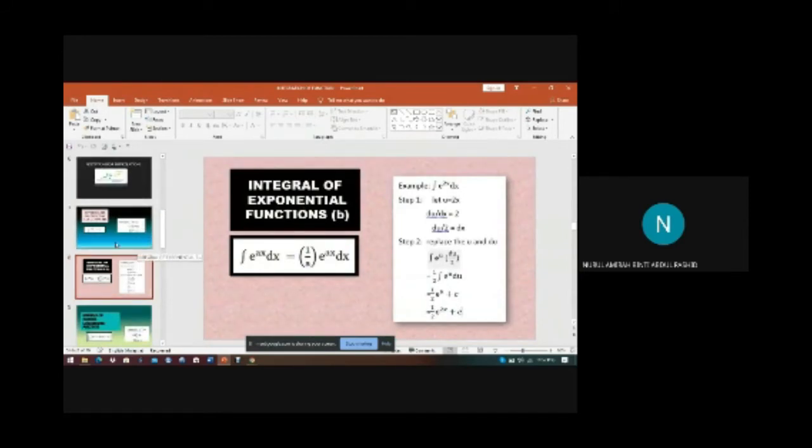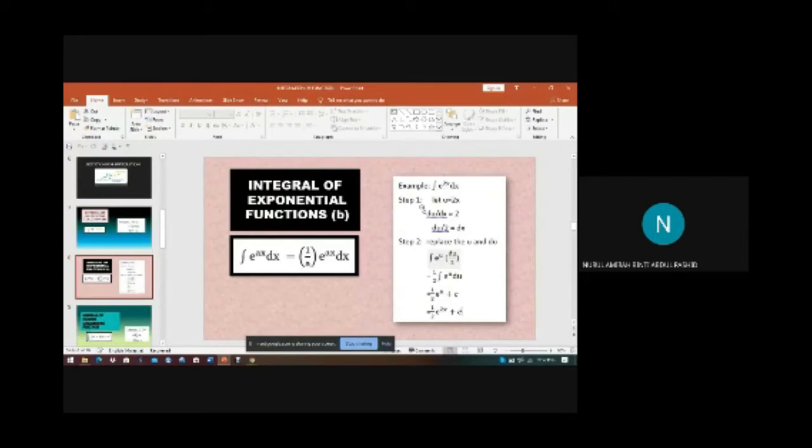So I'm going to continue my presentation by explaining another example of exponential function. The rule given is how to integrate e to the power of ax dx. It's equal to 1 over a times e to the power of ax plus c. So look at the example given.